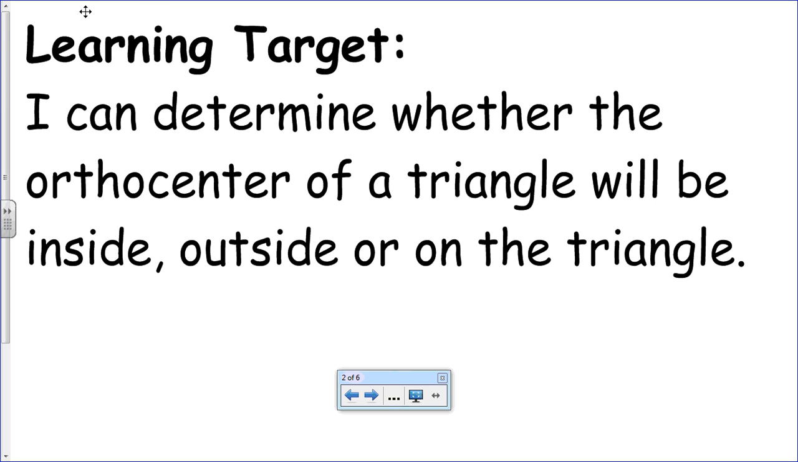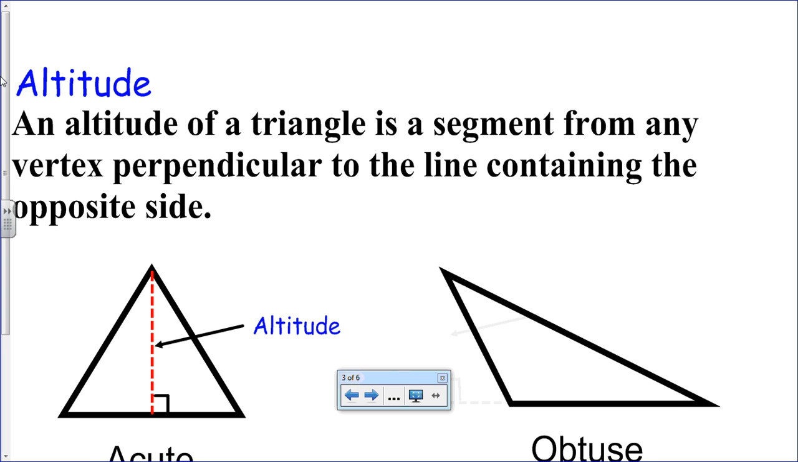Hey, it's Mr. Estrada here, and in this video, we are going to tackle this learning target, which says I can determine whether the orthocenter of a triangle will be inside, outside, or on the triangle. So you probably have no idea what orthocenter means, and you won't for the next couple of minutes, because I want to start by defining an altitude.